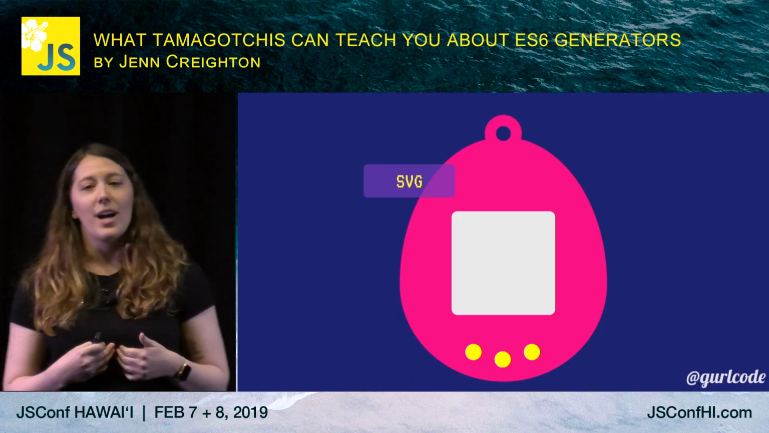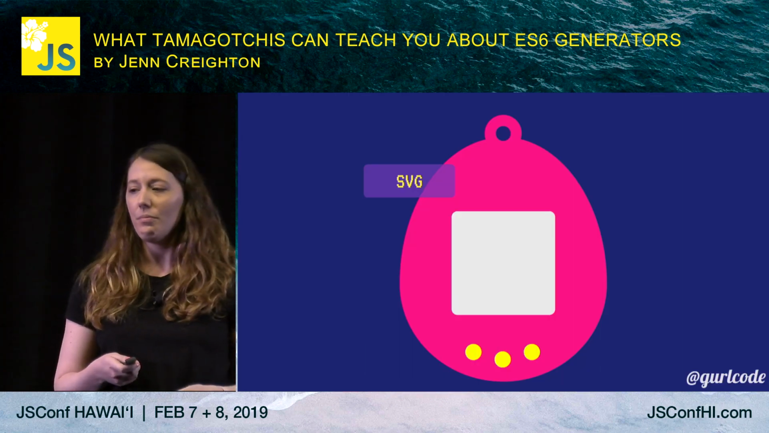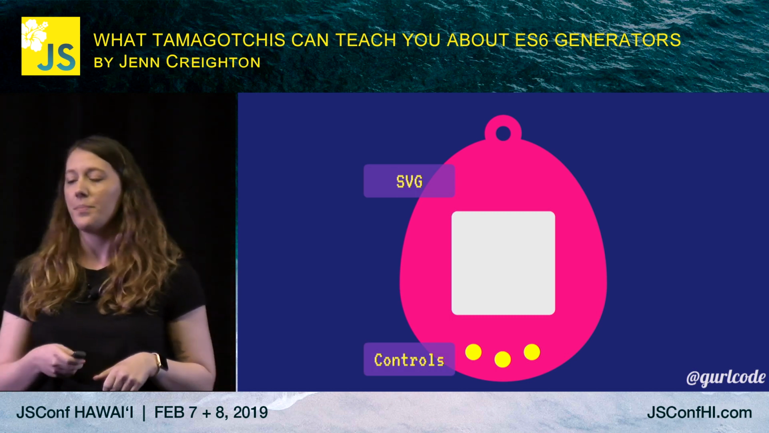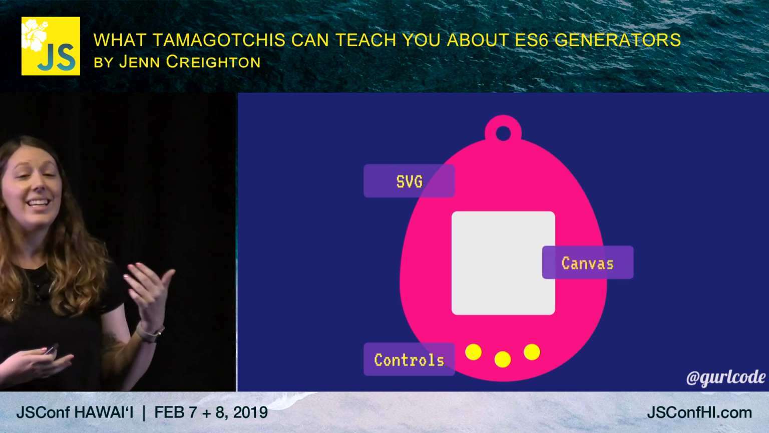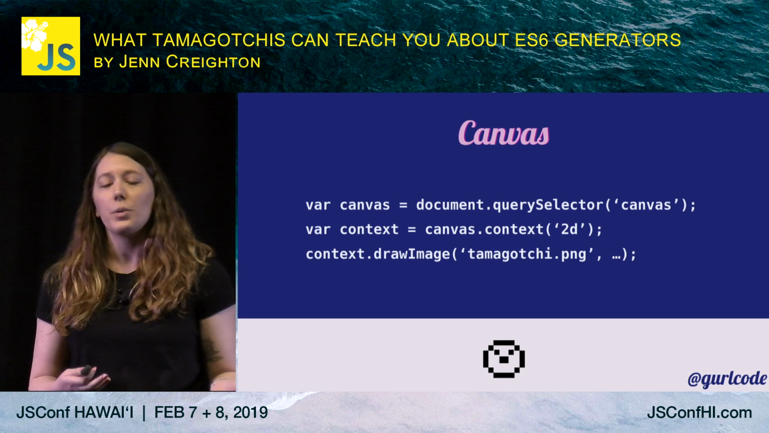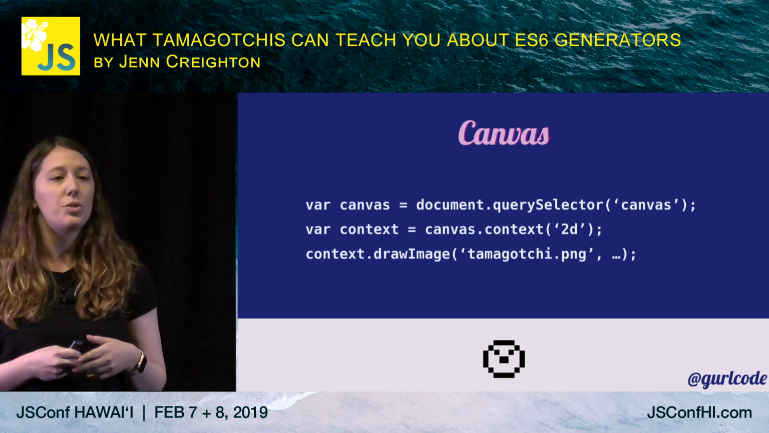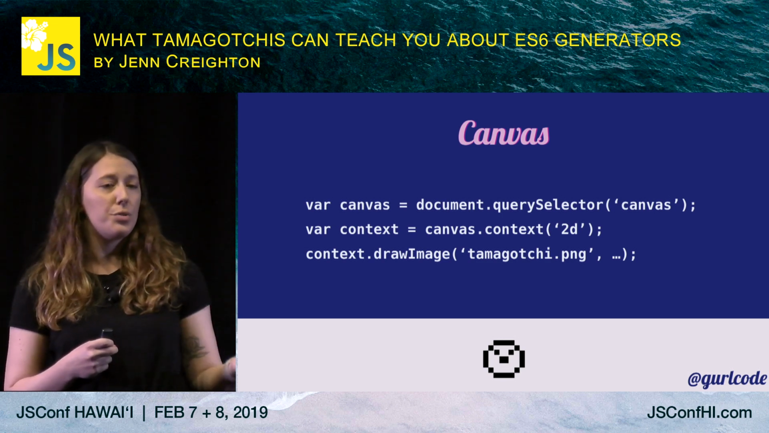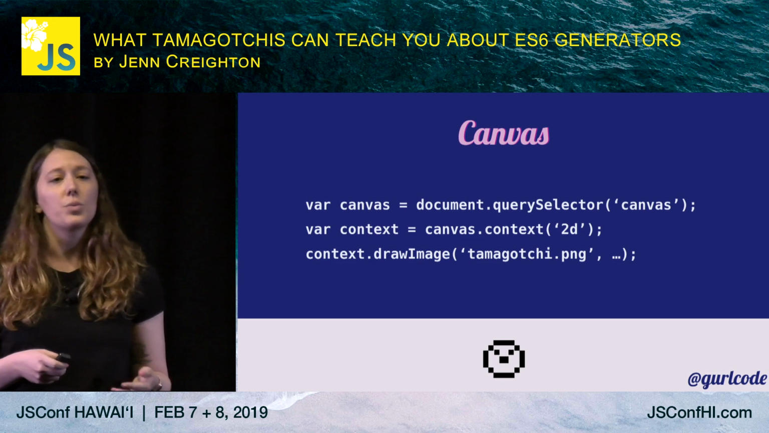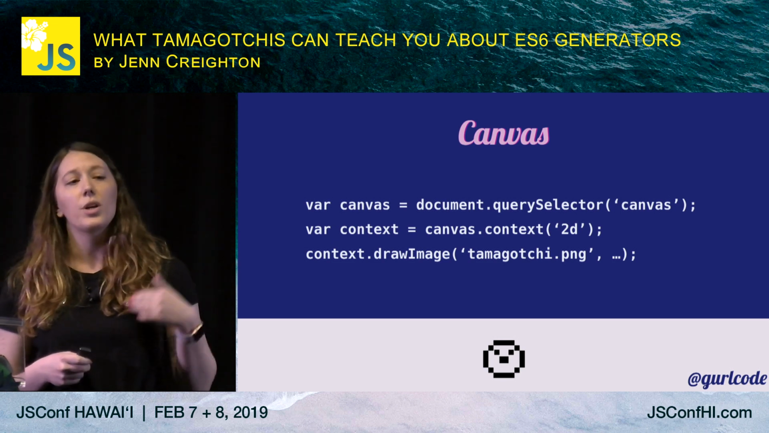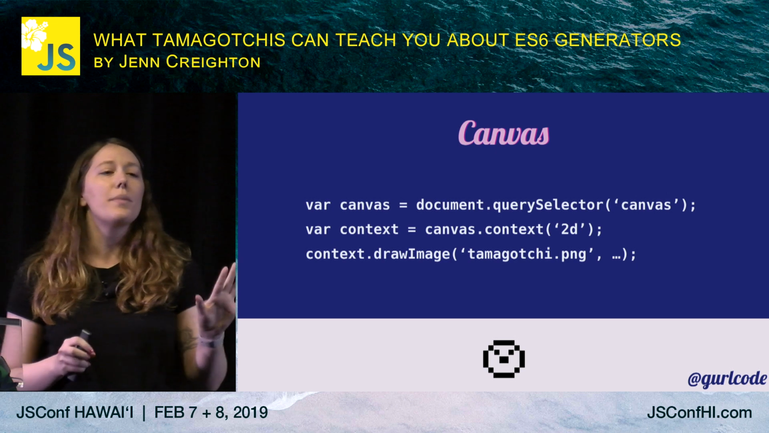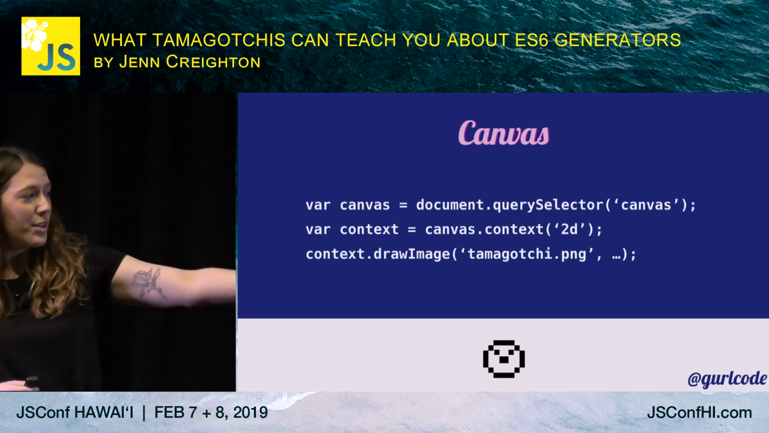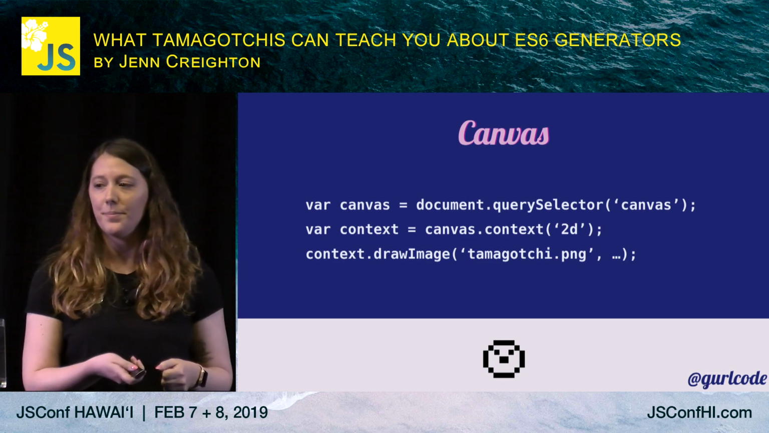So my version of a Tamagotchi includes an SVG shell, the controls, which are just HTML divs to actually interact with the Tamagotchi. And then the game screen is actually built in Canvas. So if you aren't familiar with Canvas, to use it, we're going to query the DOM for Canvas. We're going to ask for the context. So in this case, we want 2D. And then to draw on the canvas, we're going to use context.drawImage. And we're going to pass it the image to draw, as well as some XY coordinates that I'm not going to get into right now. But that's going to draw the image to the screen. So at the bottom, you can see our Tamagotchi has been drawn to the screen.